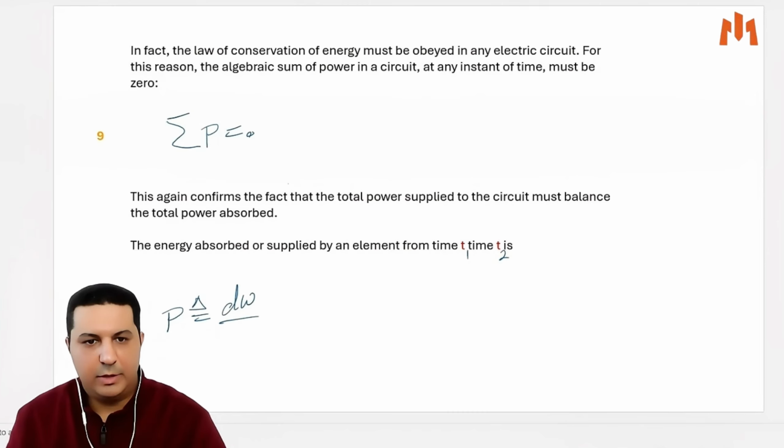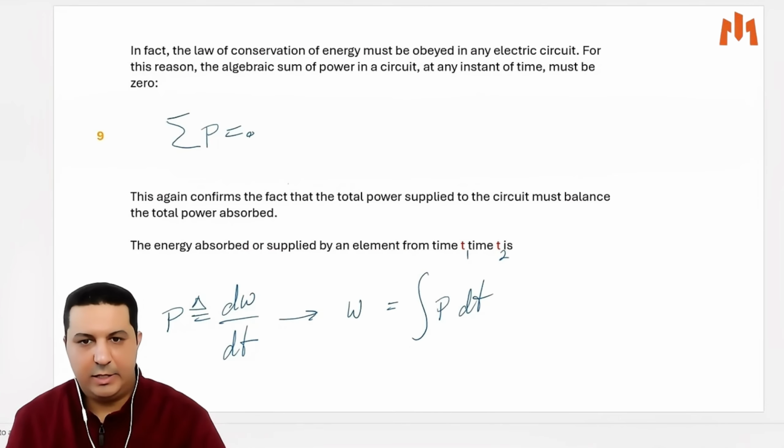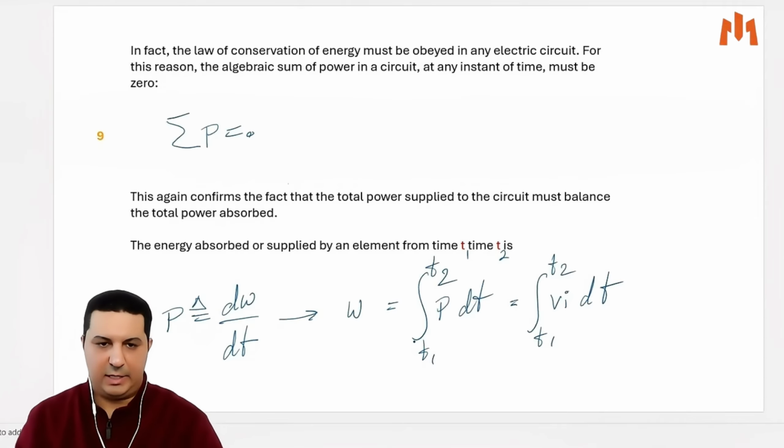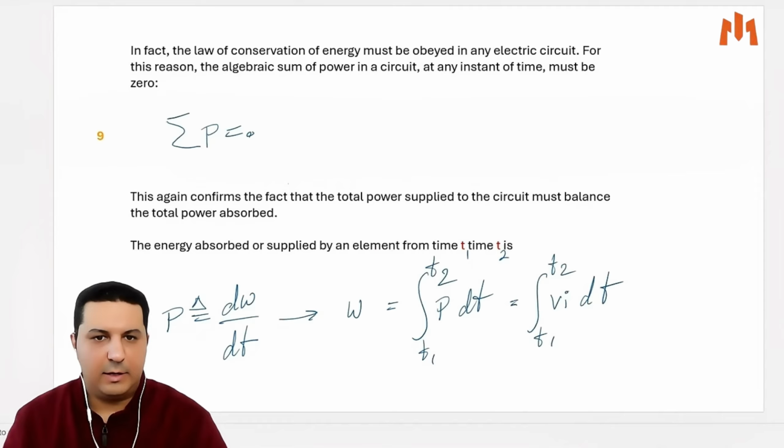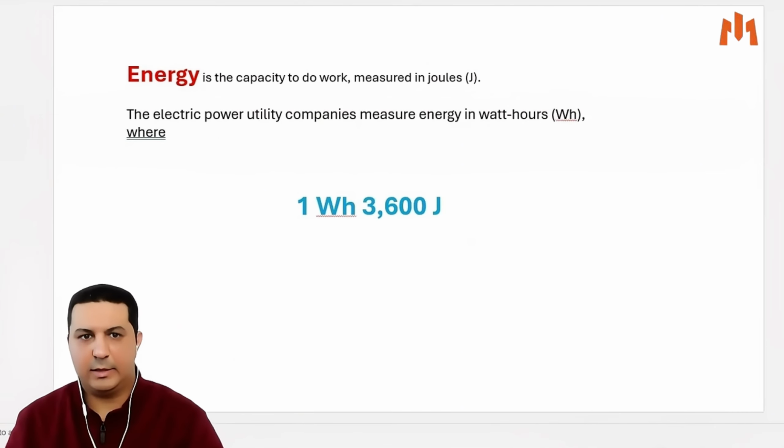This is dw divided by dt. So it shows that the power, as you see, the energy, is the integration of p dt, and this is the same as the integration of vi dt, from t1 to t2. As you see here. But right now, I think we must go and look at this.